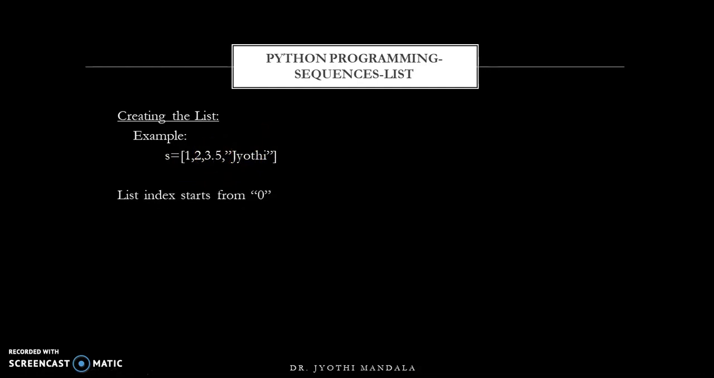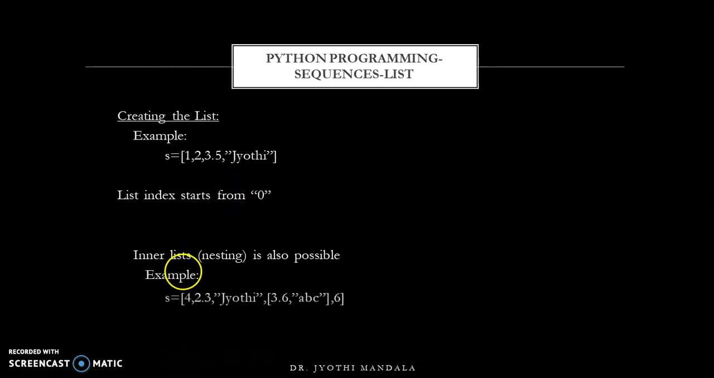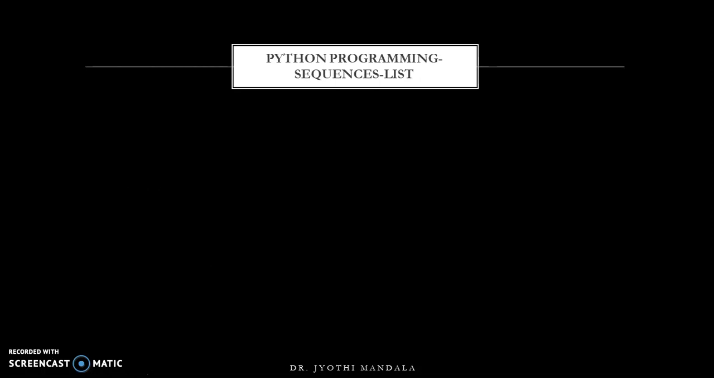Whenever you want to get the values, always the list index starts from 0. This will be the 0th element, this will be the first element index. The indices of these will be 0, 1, 2, 3. In a list, one element can also be an inner list. That means nesting of lists is also possible. As an example, here I am considering S, a list in which after storing 3 elements, I am storing the fourth element as one more list. We can have this option also, which is called an inner list. So this is called nesting of lists.